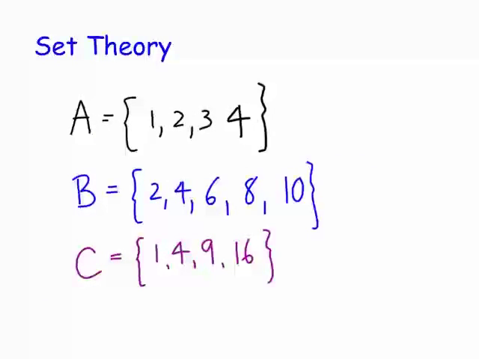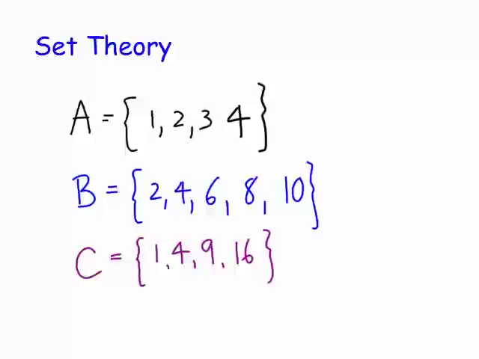Today we're looking at just a beginning introduction to what's called set theory. You can see here we have three sets, A, B and C. We're using this set notation, the curly brackets if you like. A has the elements 1, 2, 3 and 4. If you like, the number in set A is 4 elements. They're the individual numbers 1, 2, 3 and 4.